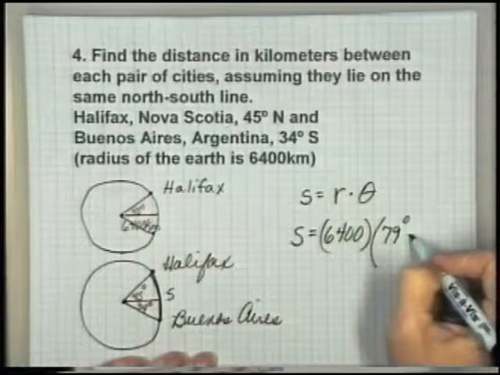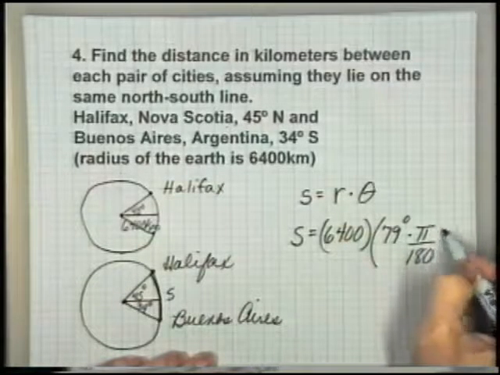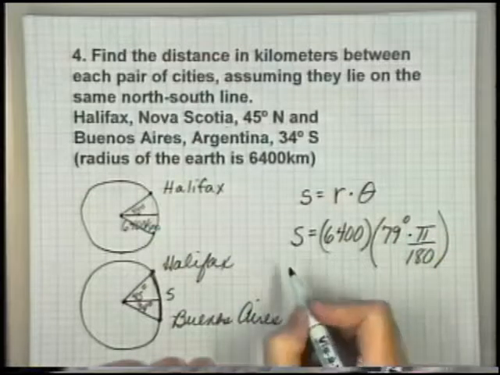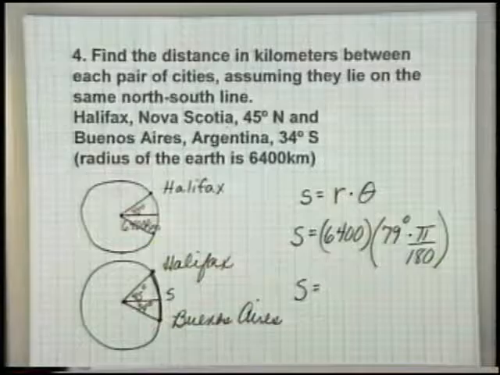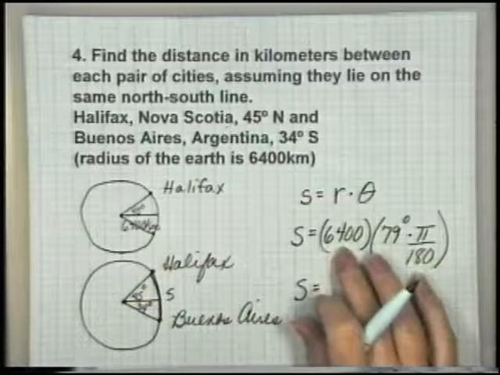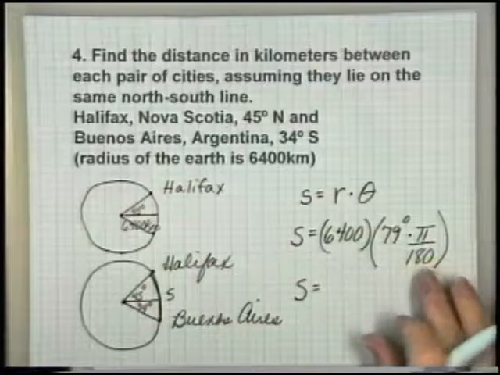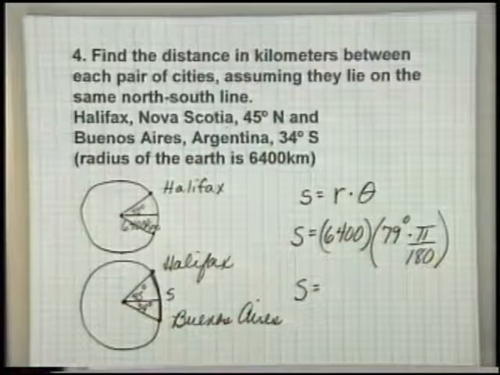So what we'll do is we'll convert it to radians, because to use this formula we have to convert it to radians. And of course the way we convert it is by multiplying by pi over 180. So we'll calculate this. I'm simply going to say 6,400 times 79 times pi divided by 180, and use your pi button.